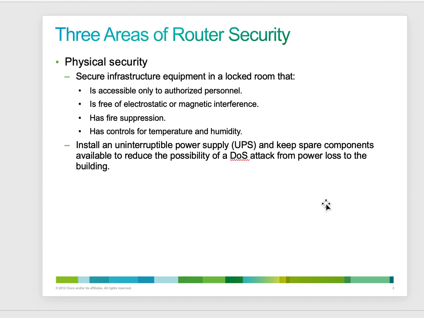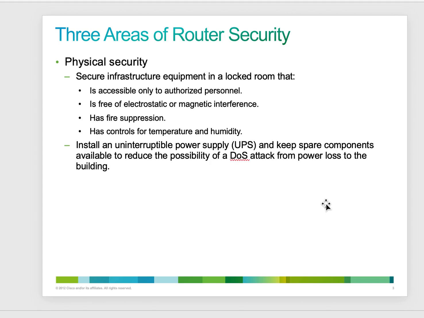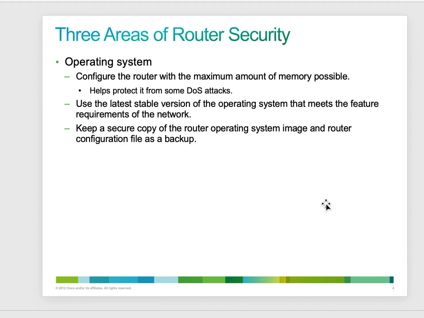We said there are 3 areas of network security. The second area is to secure the operating system. After we've done the physical security, the next is to secure our operating system, the operating system of the router or of the devices that we are using.